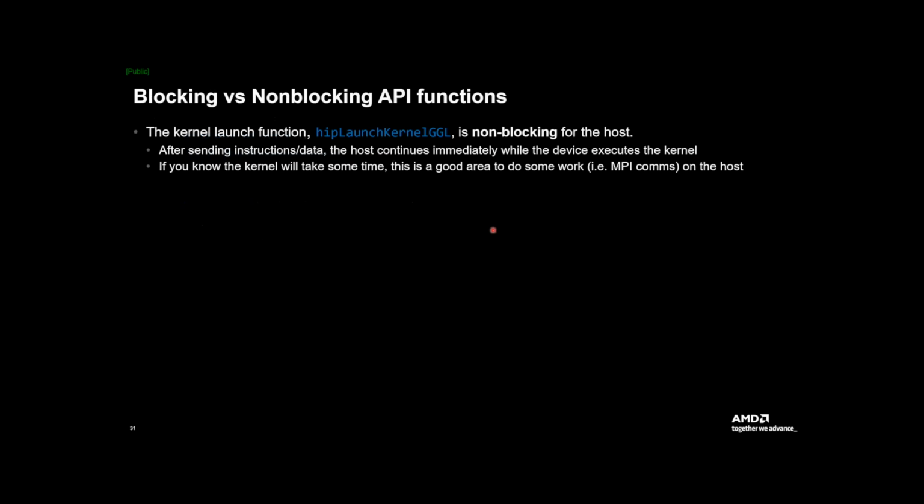Now, something really important: blocking versus non-blocking API functions. The kernel launch function hipLaunchKernelGGL is non-blocking. So when you call a kernel, the host will continue directly, even though nothing was executed yet on the GPU. After sending the instruction, the host continues immediately. If you know the kernel will take some time, this is a good opportunity to do some other work, like MPI communications on the host, for example, or something else.